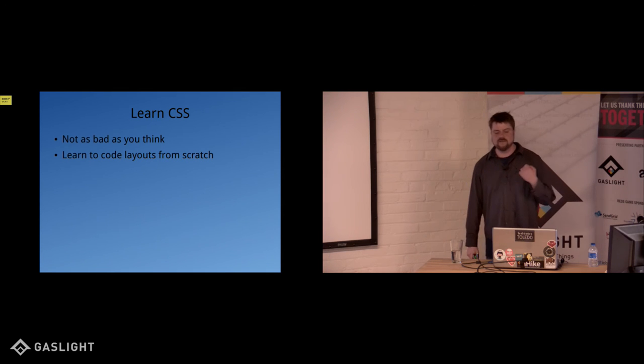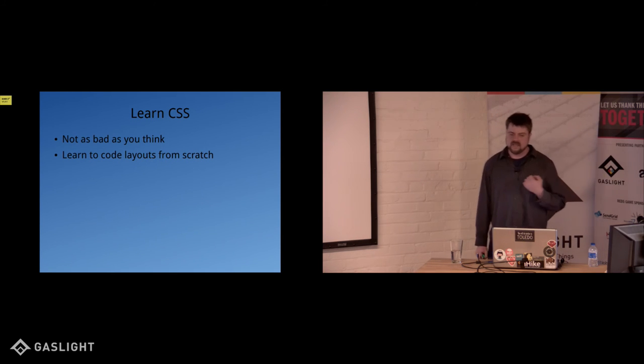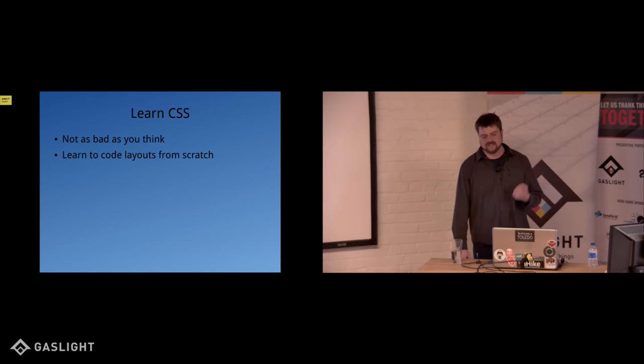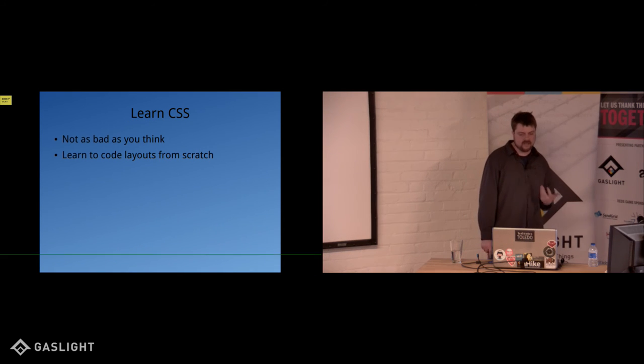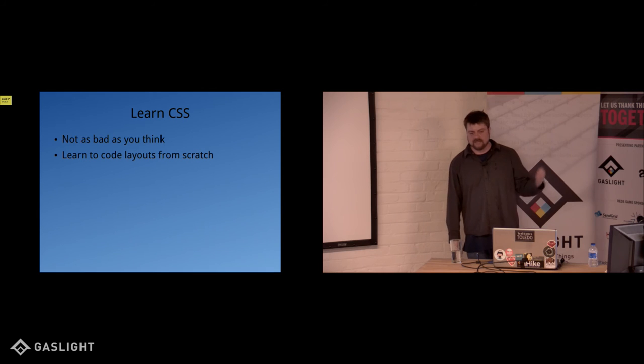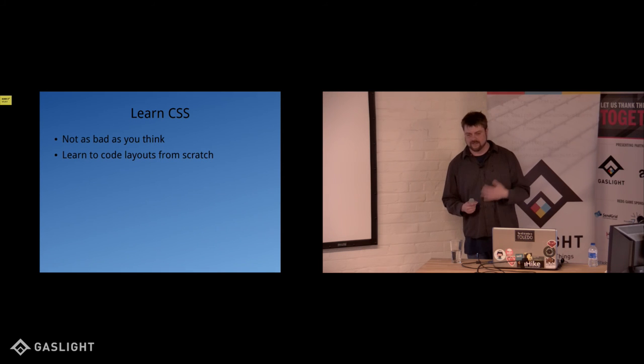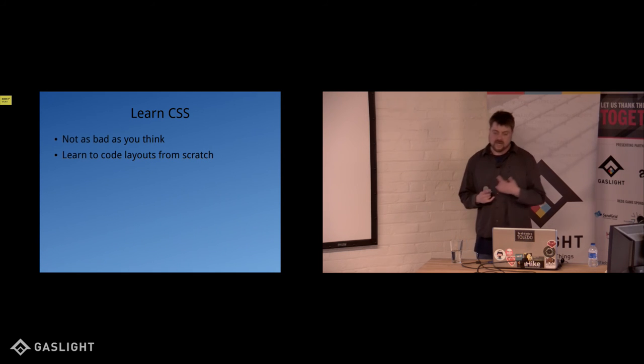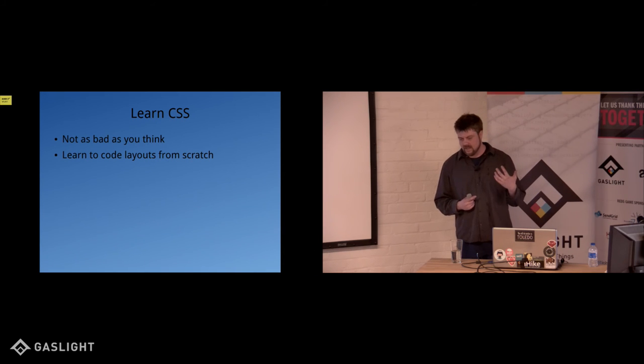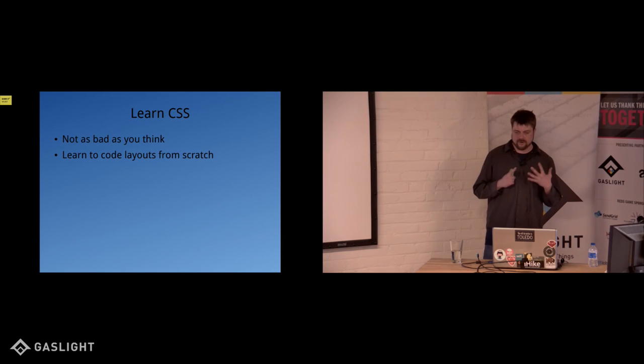So a good way to get good at CSS is to try to get a lot of practice coding layouts from scratch. There's a lot of people nowadays who have learned to use CSS through frameworks, and a lot of the work that they've done has just been on top of frameworks. But the more practice you get building the layouts from scratch and trying to do as much as you can on your own, the deeper understanding you'll have.